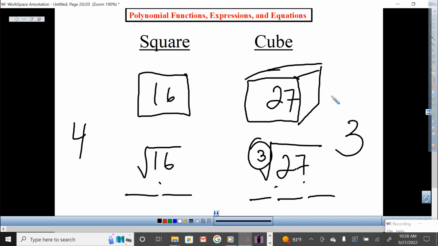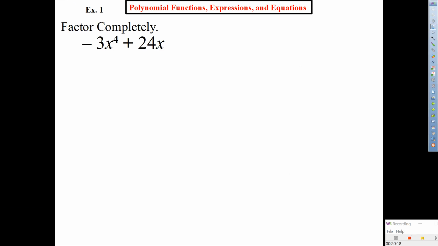So keep that in mind because we're going to be working a lot with cubes right now, and you're going to have to be thinking about that in regards to multiplying times itself 3 times. So with that said, copy this. Example 1, factor completely, negative 3x to the 4th plus 24x. Negative 3x to the 4th plus 24x.